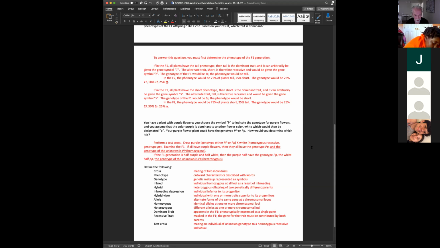Is this clear? If it's not, I'll switch screens again and show you the example on a slide. Or Scott, maybe you can explain it better than I have. The test cross? Yeah.